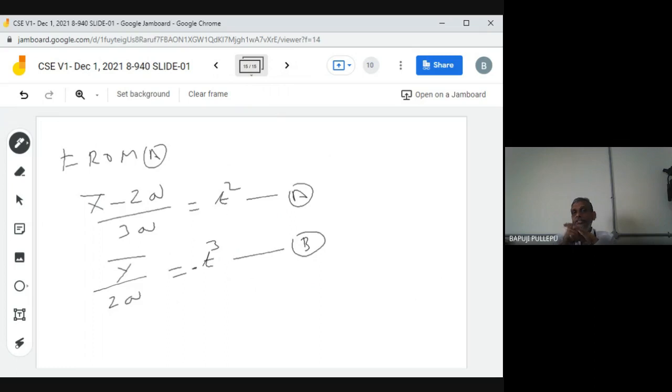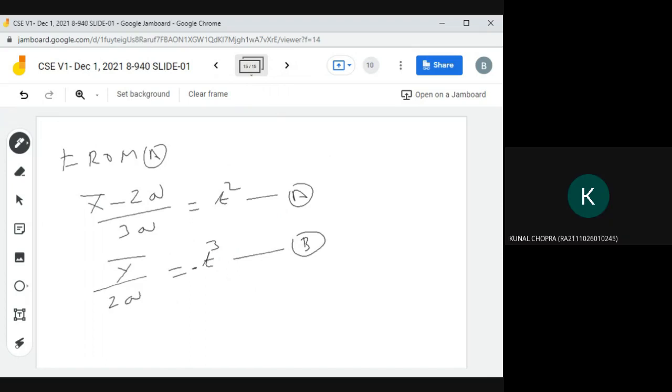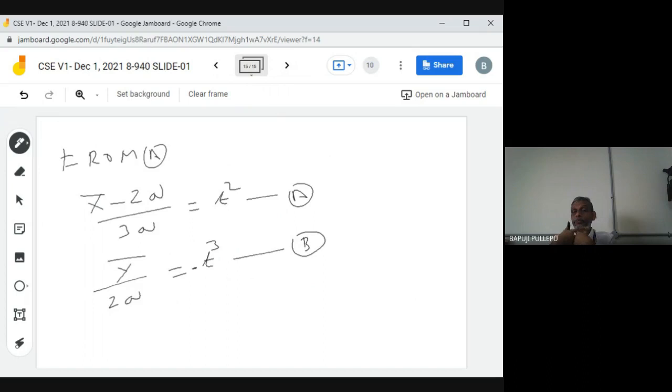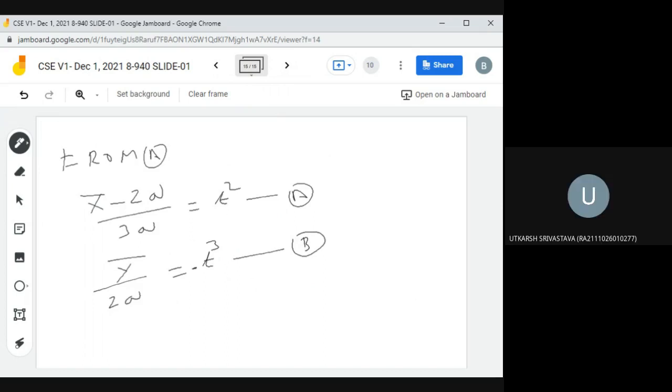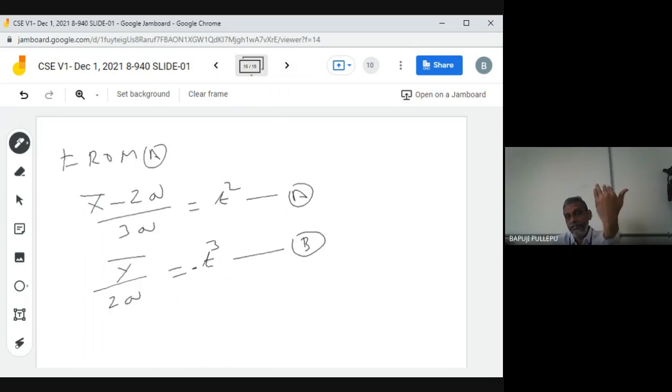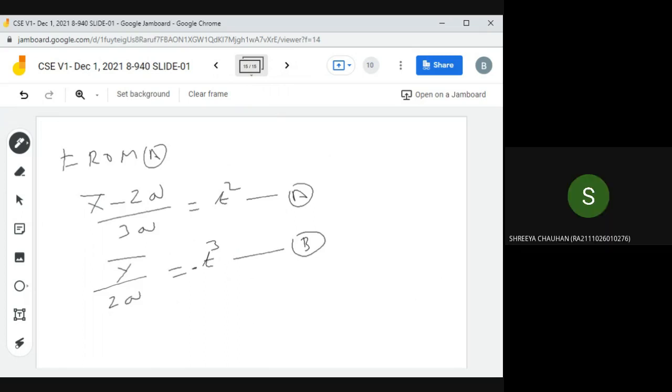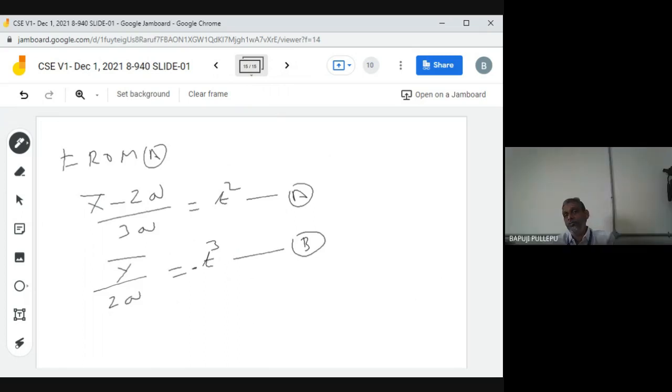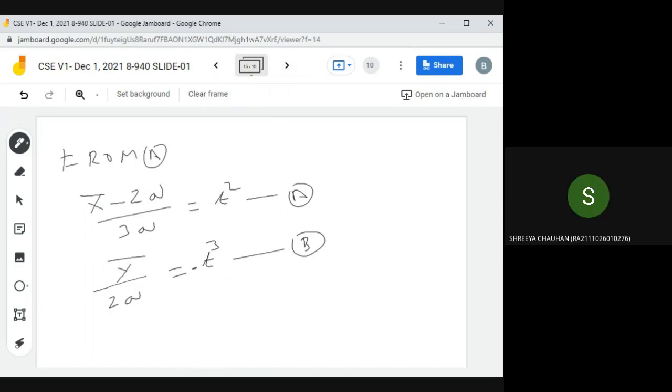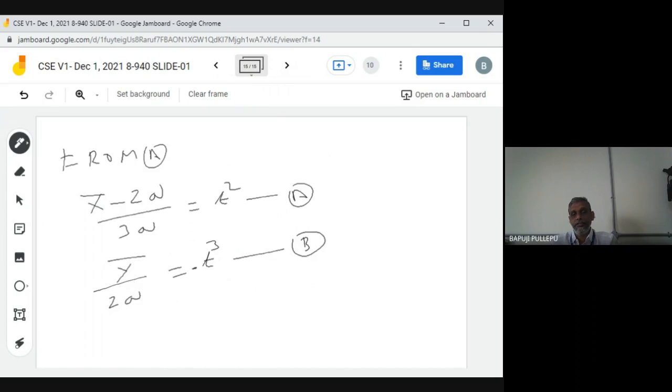First equation raised to power 3, second equation raised to power 2. Correct? T to power 6 and t to power 6. Can I write actually a cube is equal to b squared? Do you agree? Yes, because this will also be t power 6, this will also be t power 6. These two are equal, means what? Those two are also equal or not? Clear or not?